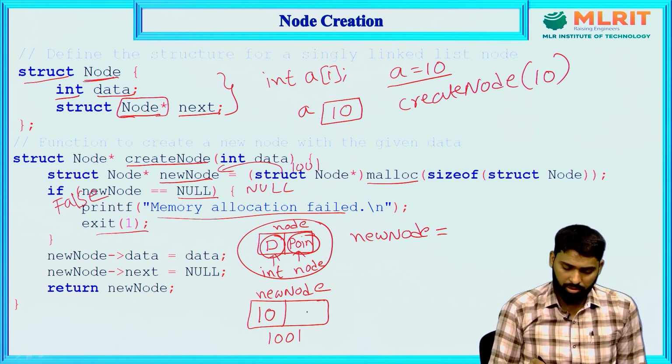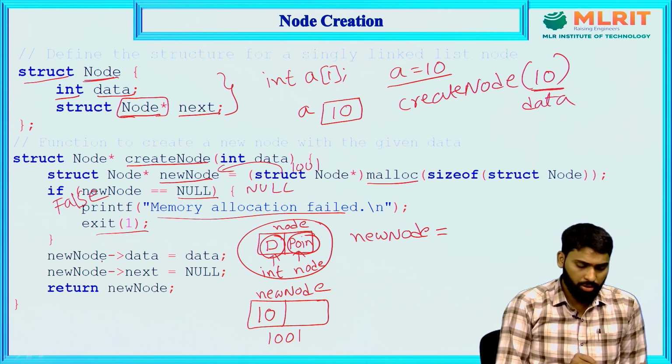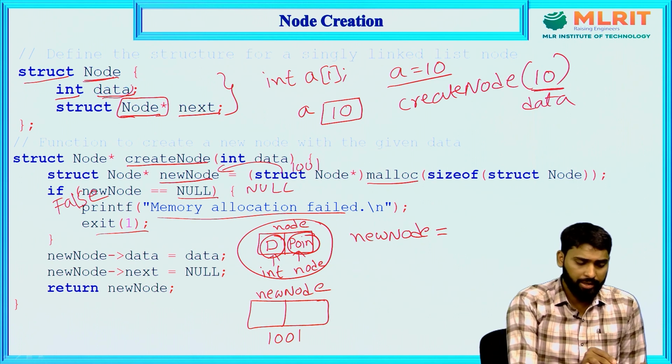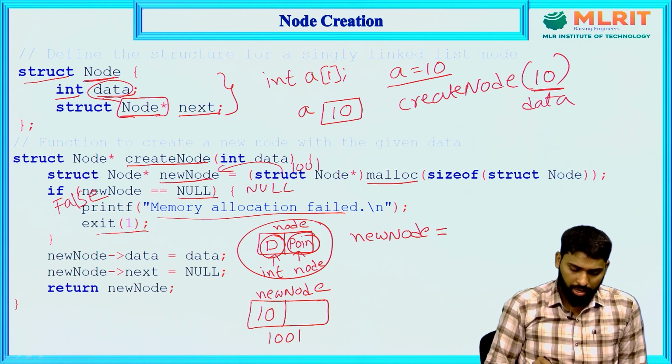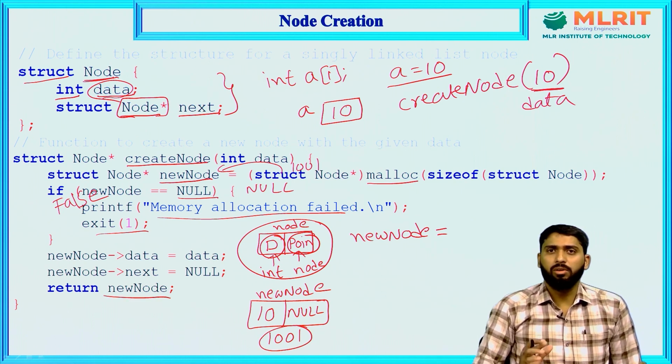Okay, now this is the node. Now 10 is the data. So newNode.data equals 10 here. So 10 is stored here, the next pointer will be NULL, and we return this address 1001. Okay, so this is about how we create a node in a single linked list.